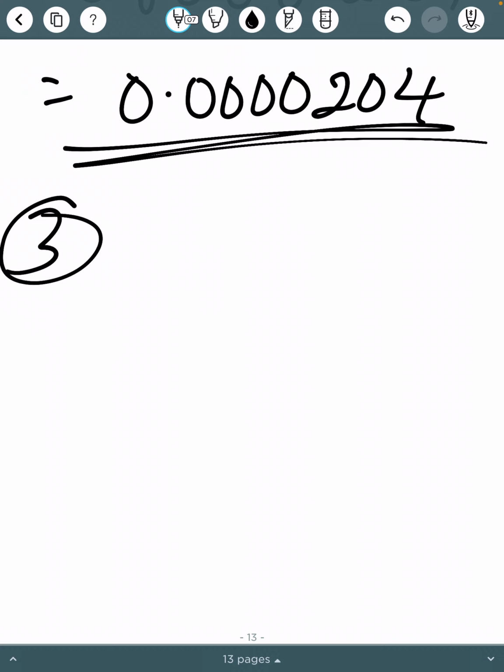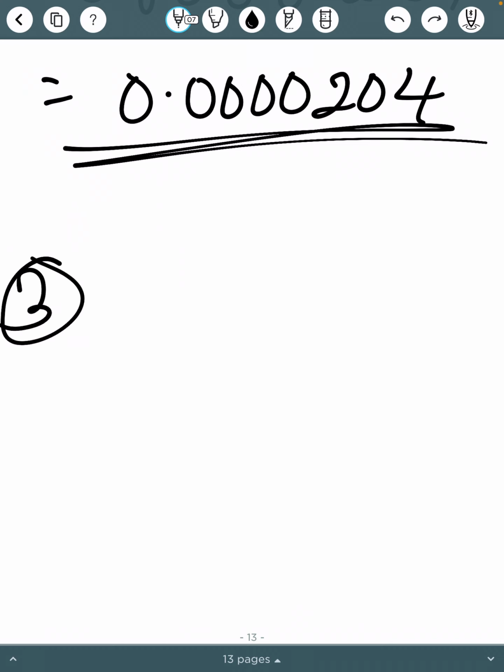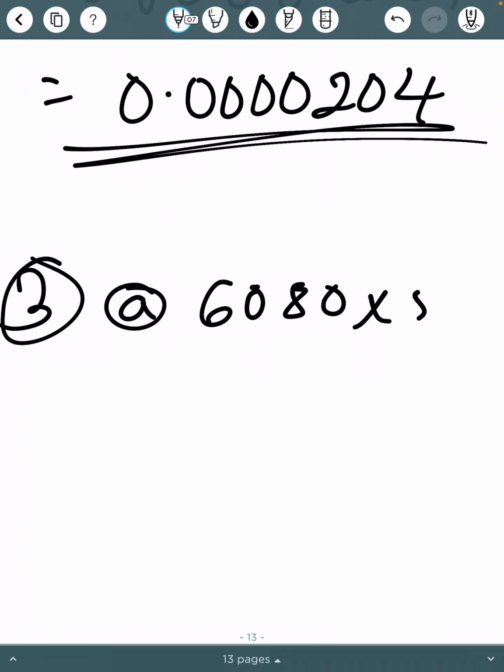In question 3, it says calculate the following, giving your answers in standard form. A, 6080 times 550. This will give me what?